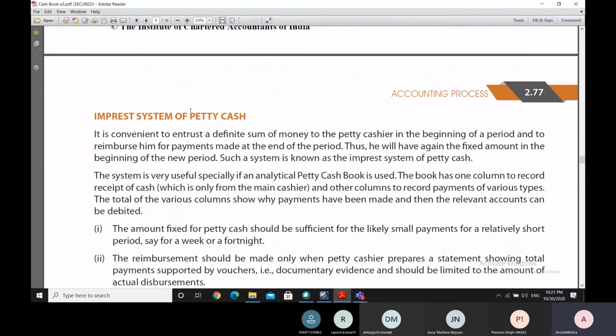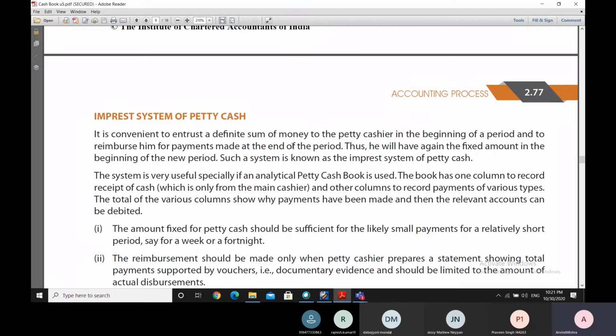So it is very convenient to entrust a definite sum of money. For example, a sum of money can be given to a petty cashier, let's say 200 rupees, 1000 rupees, 2000 rupees. And this amount is given to him in the beginning of a period. And in order to reimburse him for payments made at the end of that period, a definite sum of money is given to him. Thus, he will have again the fixed amount in the beginning of the new period.